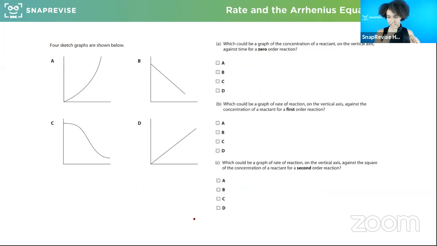Cool. So the next question is forcing us to think about the difference between the concentration graphs. Can you guys see the whole question? You can. The first graph says, which could be a graph for the concentration of a reactant on the vertical axis against time? I'm going to underline this: against time, not rate, against time for a zero order reaction. Any ideas? Not D, for a zero order reaction.